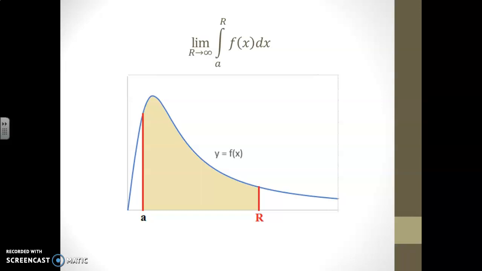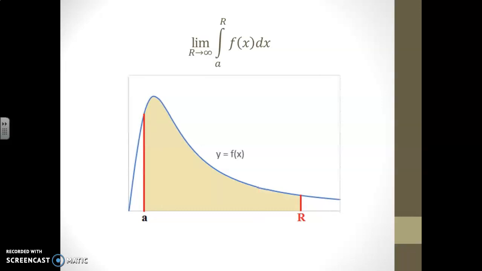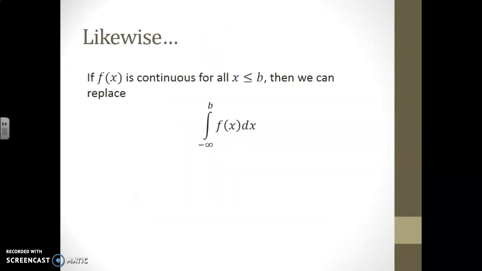For example, here we have an interval a to r, for which FTC part 2 can be applied. And as r is moved to the right, then the interval becomes more likely to resemble a to infinity, which was the original improper integral we were solving. Likewise, if the left-hand bound is minus infinity, then we would create an artificial left bound and move that bound further and further to the left.